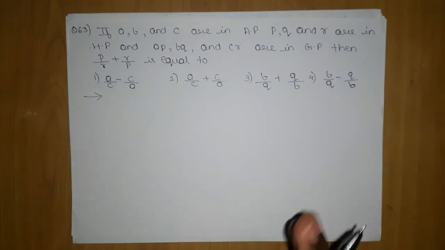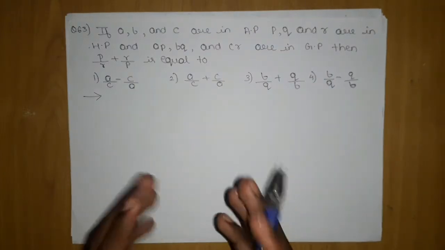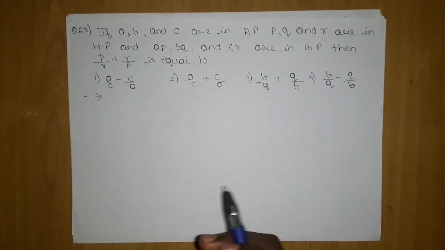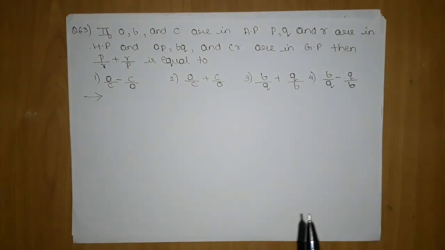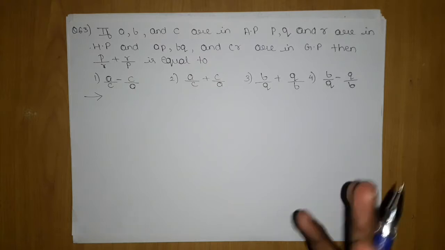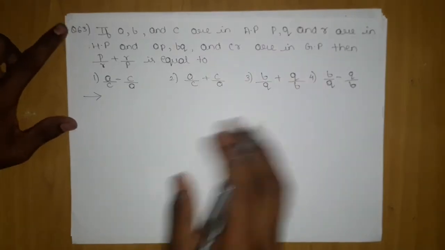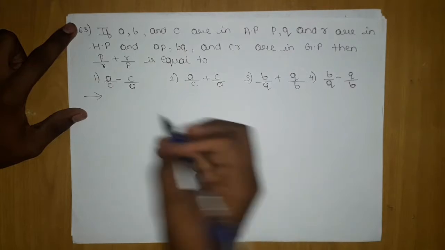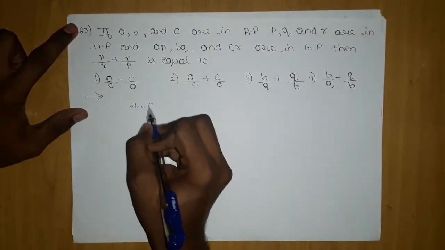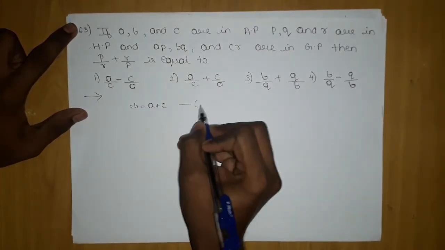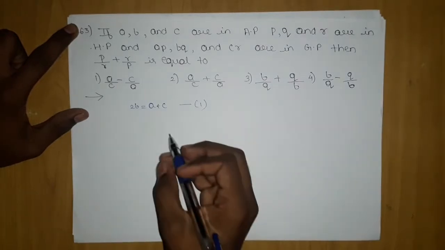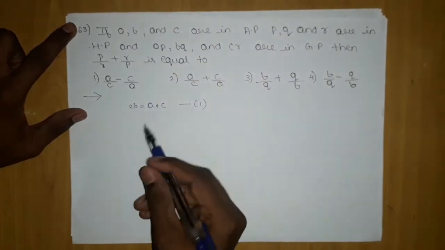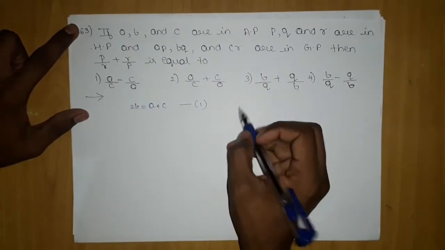This is an examination-level type question. You just have to be clear with the formulas and do a little manipulation and a little bit of calculation. First thing, anything that is in AP, you write that 2B is equal to A plus C. So this is my one equation. You can also write it as B equals A plus C by 2, that is not an issue.